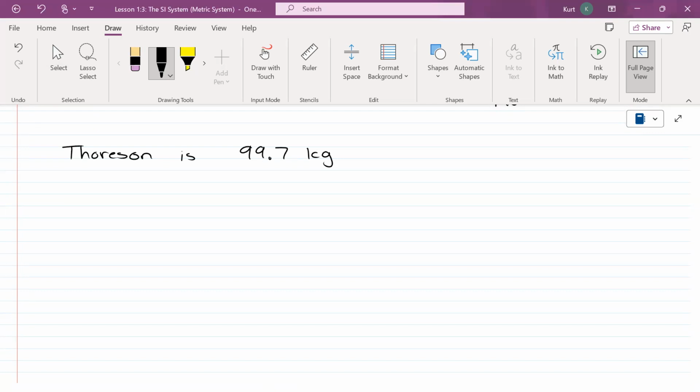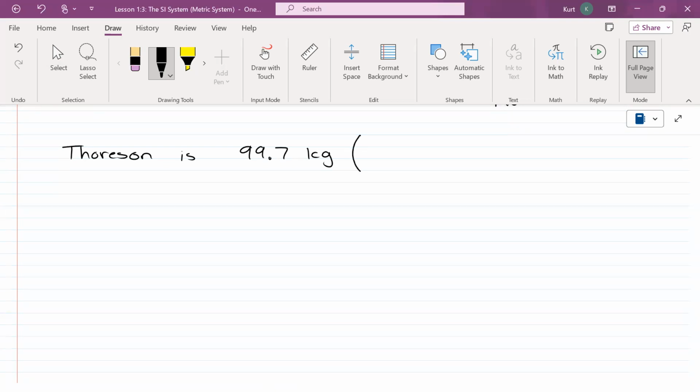I weigh 99.7 kilograms. I want you to be able to convert that to grams. Now, is a gram smaller than or bigger than a kilogram? Smaller. How many times smaller? 1,000. Very good.